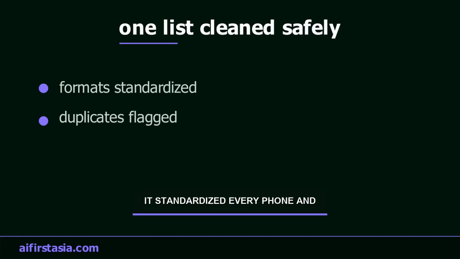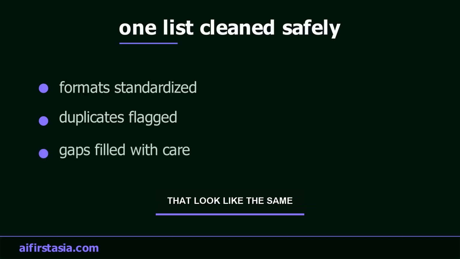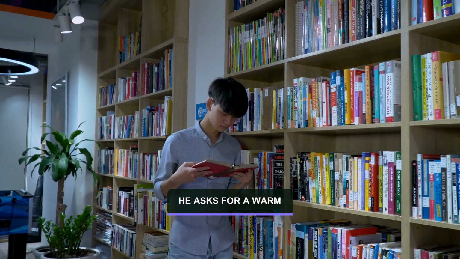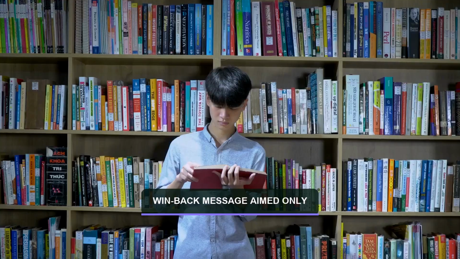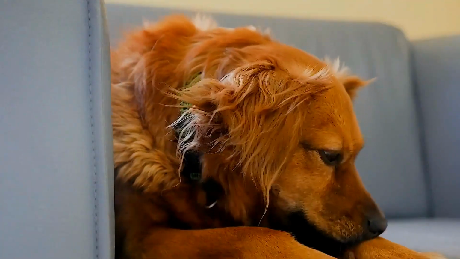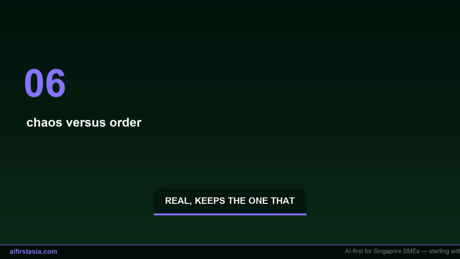It standardized every phone and email, flagged 12 pairs that look like the same person entered twice, and filled a handful of blank name fields it could infer from the email. Then Marcus asks it to tag members as active, lapsed, or trial only. With a clean grouped list, he asks for a warm win-back message aimed only at the lapsed group. He reads the 12 flagged duplicates himself, merges the 11 that are real, keeps the one that is genuinely 2 people, reads the draft message, adjusts the tone, and only then sends it to that group.